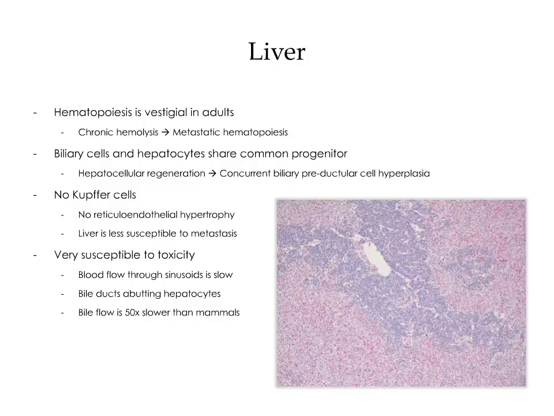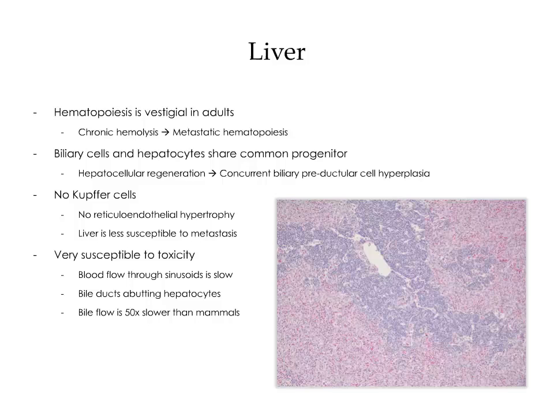In adult fish, hematopoiesis is generally confined to the kidney. However, in cases of chronic hemolysis, you can get metastatic hematopoiesis, where hematopoietic tissue moves back into the liver. Biliary cells and hepatocytes share a common progenitor. As a result, when there's hepatocellular regeneration, there is concurrent biliary preductular cell hyperplasia.